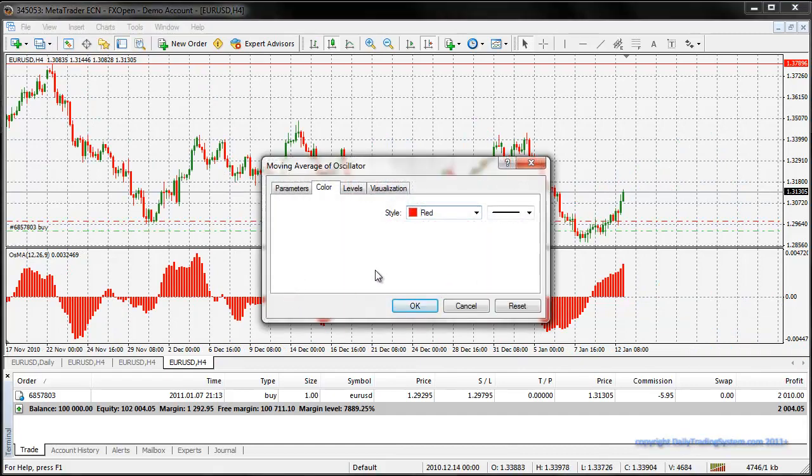But before you drop, go to the color tab, change it to red, and I've chosen the second thickness here because otherwise it comes out very thin. It's very hard to see. So choose the second thickness.